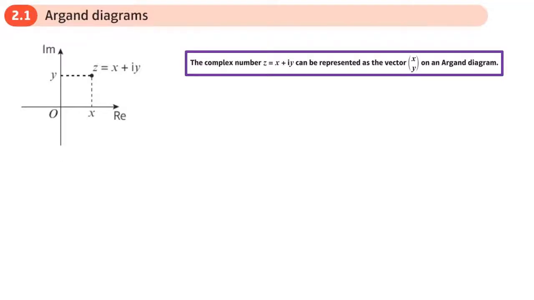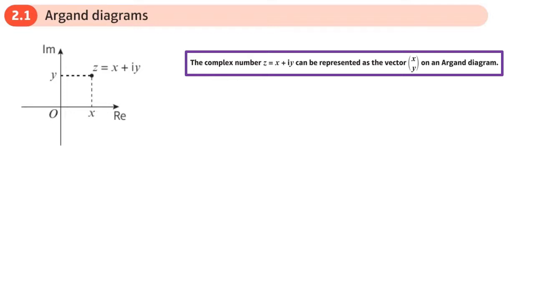This is the first section on chapter 2, which is on Argand diagrams. I think this is a nice, easy, straightforward chapter. Maybe some things on loci get just a little bit more challenging, but basically it's a way of displaying a complex number on a coordinate grid.